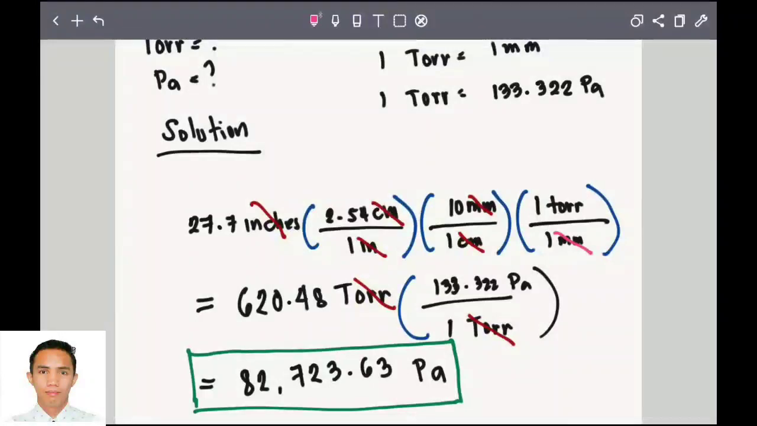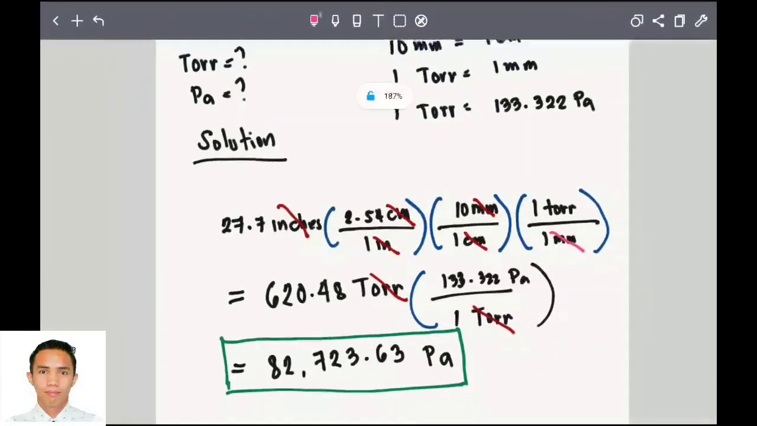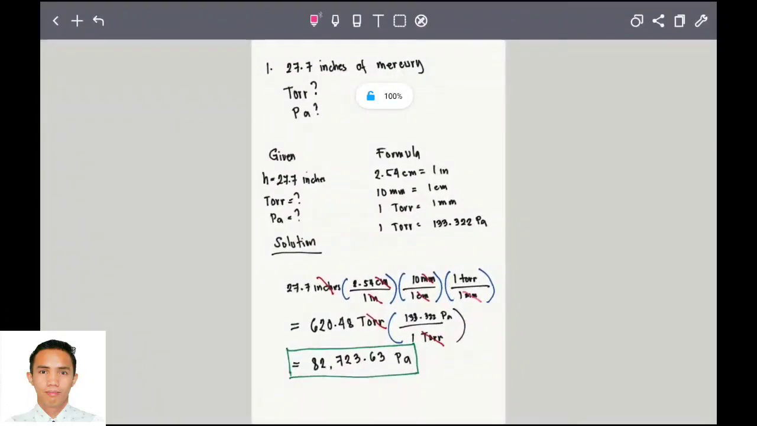Then we have 620.48 torr. Then we need to convert to Pascal, where 1 torr is equivalent to 133.322 Pascal. Cancel, then the answer is 82,732.63 Pascal. That is the solution for 27.7 inches of mercury.